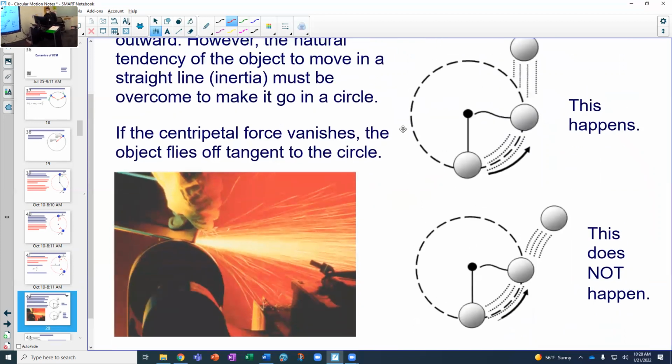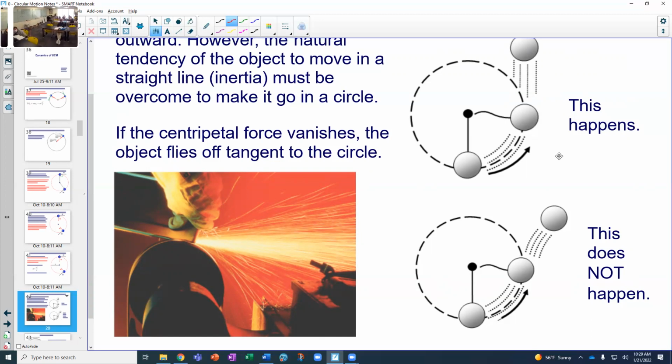All right, so here we've got a couple scenarios here visually, then we'll read the words. So one, we've got, when the string breaks, the object takes off tangent to the circle. It doesn't have some sort of weird curving nature to it unless it's a vertical circle. Okay, so again, if I'm just spinning this around on the table, if the string breaks, it just goes straight, right? Unless it goes off the table.